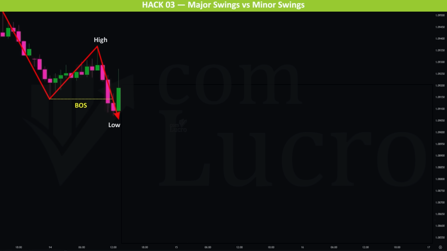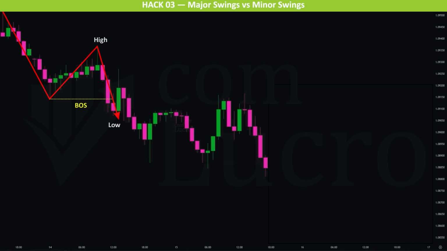The origin of this impulsive move is defined as the major high. As long as price stays below this level, the market remains bearish, and any move back toward it is treated as a pullback, not a reversal. Let us continue the process of identifying major and minor swings, because this is critical to reading pullbacks correctly.